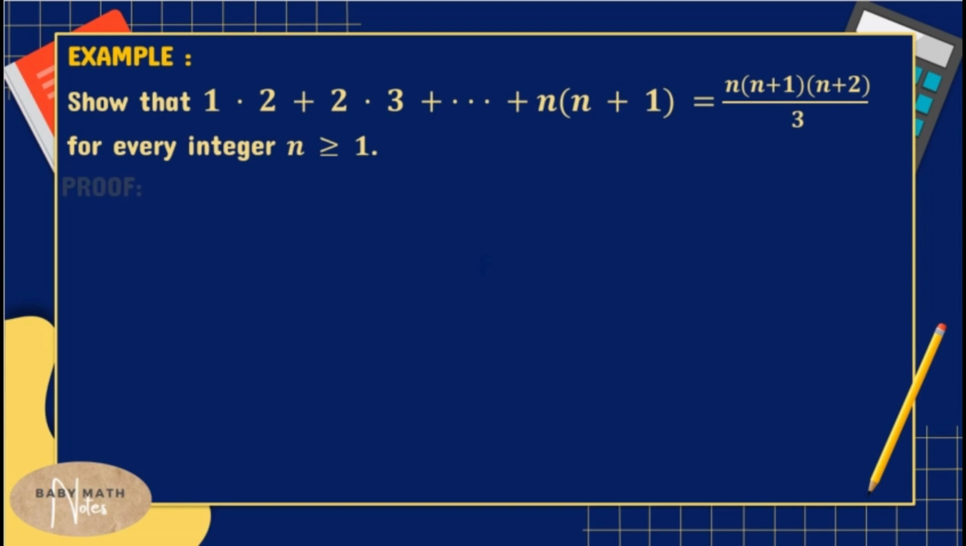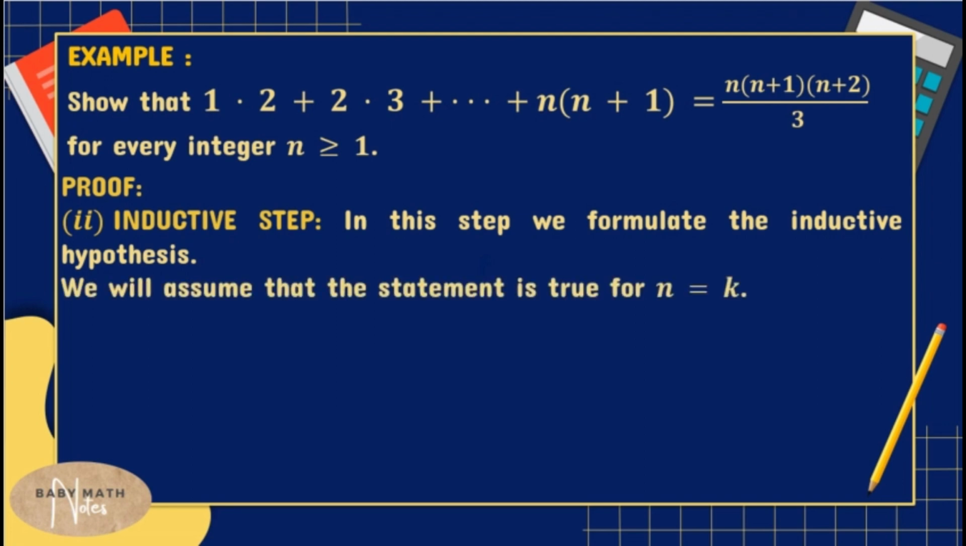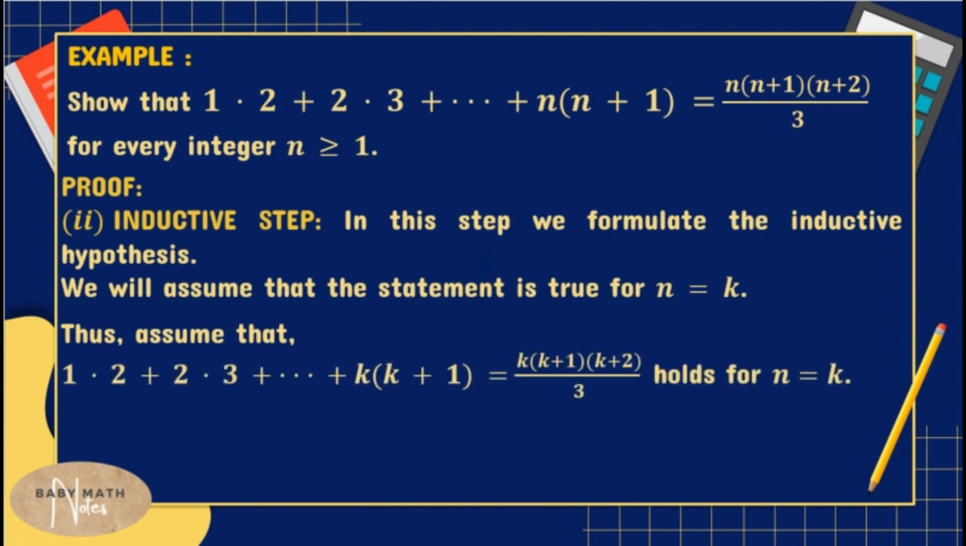Now, our step number 2 is the inductive step. So, sabi dito, in this step, we formulate the inductive hypothesis. So, we will assume that the statement is true for n is equal to k. Kung kanina, we let n is equal to 1. Ngayon naman, si n natin, gagawin natin k. So, thus, we assume that, ayan, kung mapapansin ninyo, di ba ito yung given natin? Ayan, o, n. Papalitan lang natin yung n ng k. Ayan. So, this will be our inductive hypothesis.